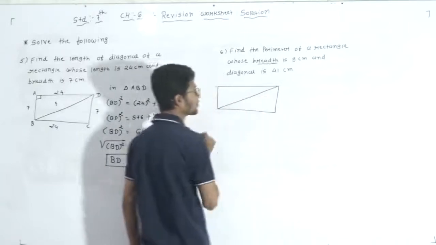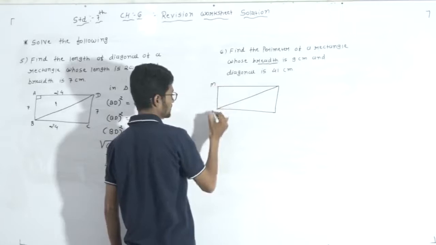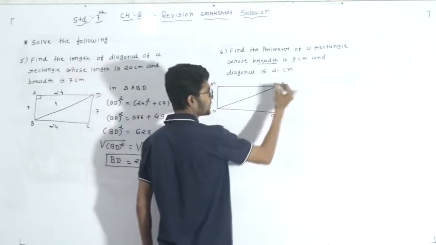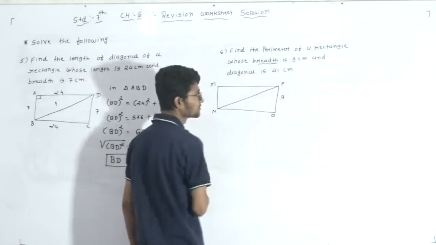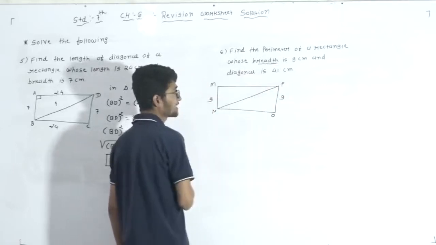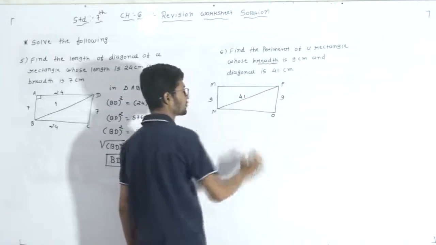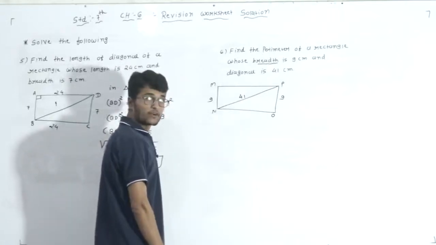Draw one diagonal. Give the names M, N, O, and P. Breadth is given. What is the breadth? The breadth is 9, so this one is also 9. Diagonal is given. This one is our 41 diagonal.